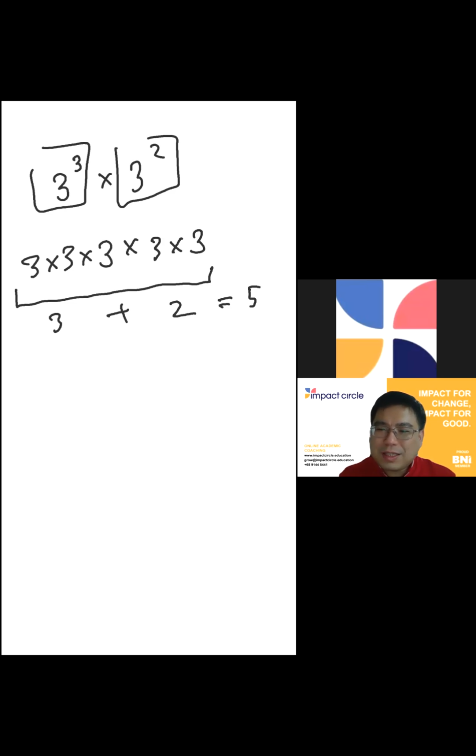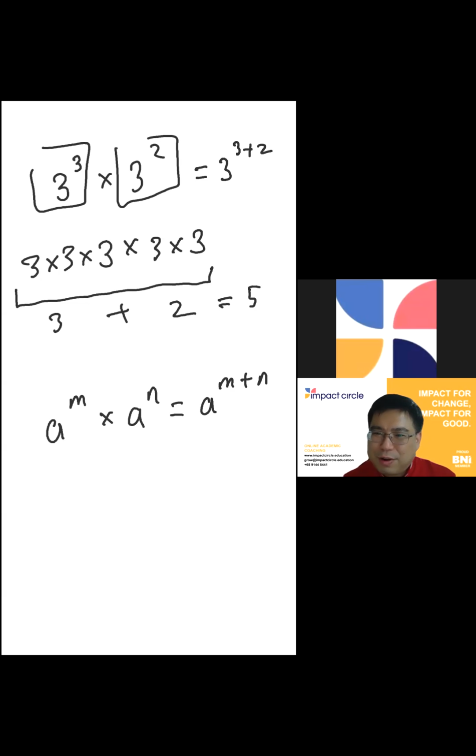And therefore, we can see that 3 to the power of 3 multiplied by 3 to the power of 2 gives you 3 to the power of 3 plus 2. And this is our first law of indices. a to the power of m multiplied by a to the power of n gives you a to the power of m plus n.